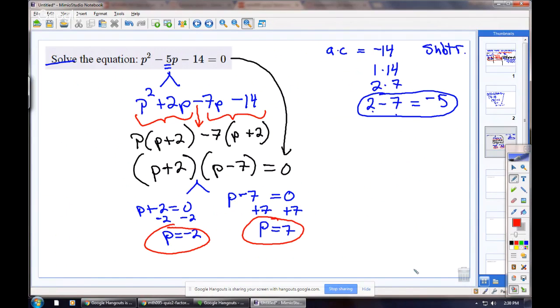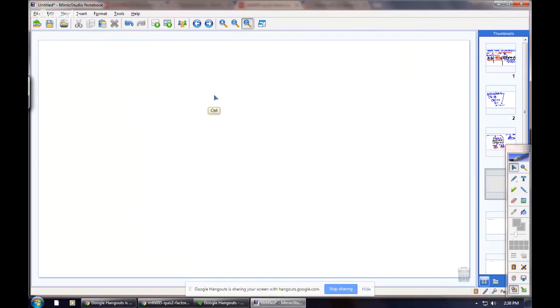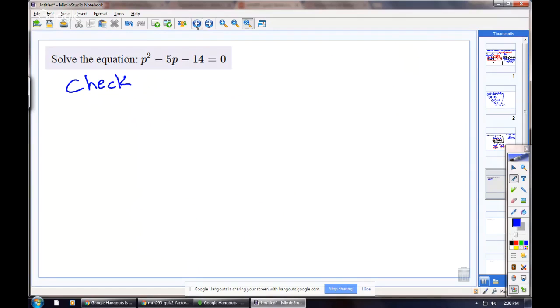Am I right? I have no idea. Got to plug back in to check. So I'm going to come to a new screen for that. I'm running out of room. So checking this, one answer, let's see, is -2. So to check, anywhere there's a p or an x or whatever, you just put a pair of parentheses, and then what you check gets dropped into that parentheses. And we're hoping that it works out.